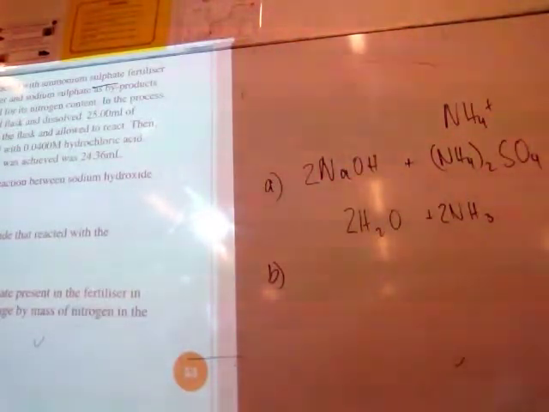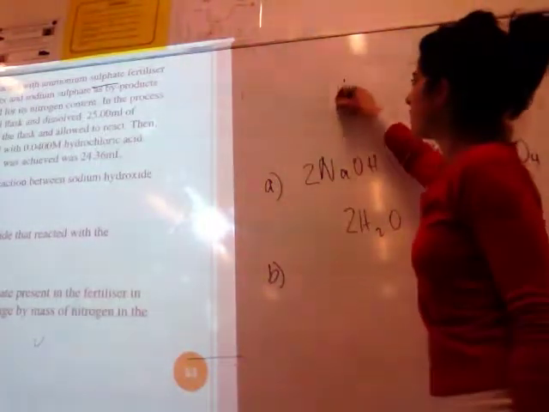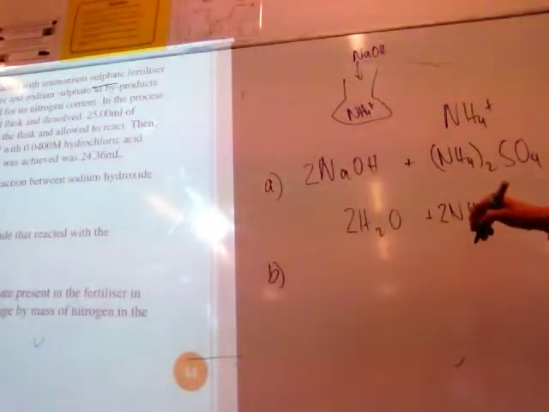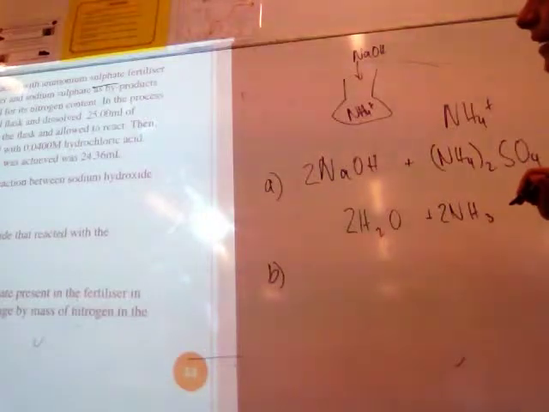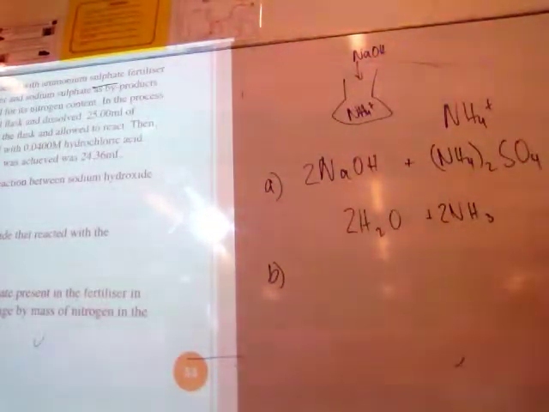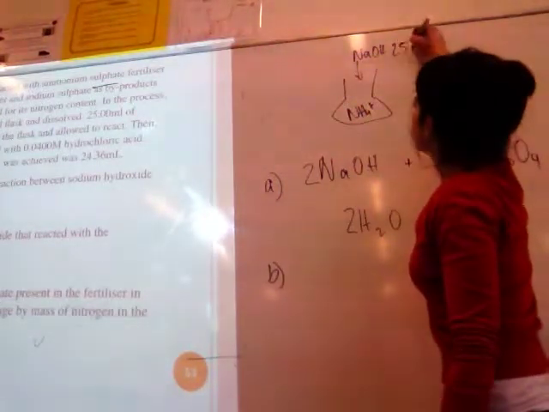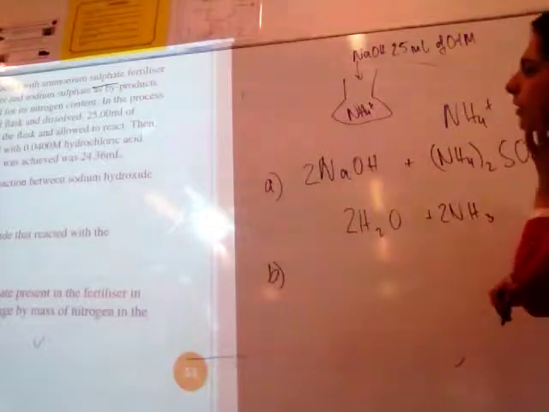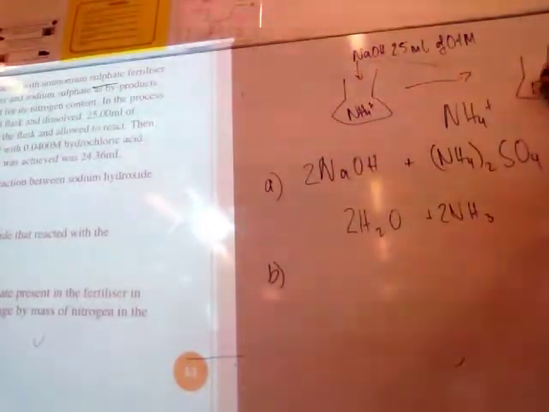So what are we actually doing? Sodium hydroxide's reacted with ammonium. So that must be, we're adding sodium hydroxide in excess. So 25 mL of 0.1 M. Okay, then the excess sodium hydroxide. So the excess, we haven't even aliquoted. It's not too bad. The excess sodium hydroxide was titrated with HCl, 0.04 M. And the average titre was 24.36 milliliters.